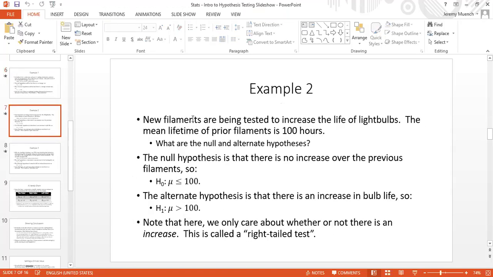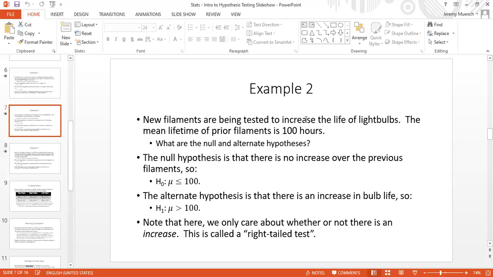Let's look at a second example. New filaments are being tested to increase the life of light bulbs. The mean lifetime of prior filaments is 100 hours. What are the null and alternate hypotheses? So here, we only care about an increase. This is an example of something I think would be dubious for only caring about an increase, but that's the way I've written this problem to give an example of what's going to be a right-tailed test. So we're going to run with it.